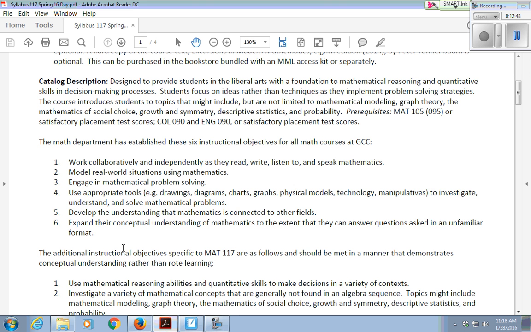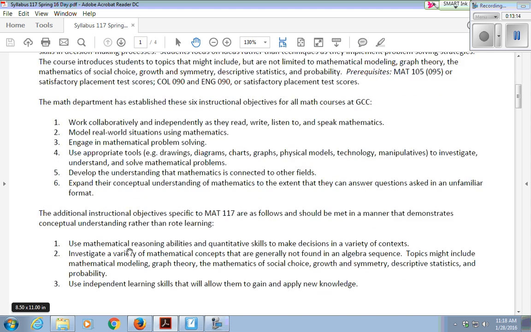So the description of the class: it's designed to provide students in the liberal arts with a foundation of mathematical reasoning and quantitative skills, decision-making processes. So we're going to focus on ideas rather than techniques and implement some problem-solving strategies. Okay, so we'll talk about some really cool, interesting applications of mathematics, and I think you'll enjoy it.